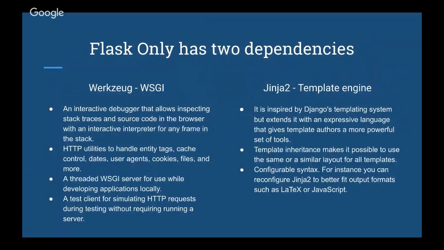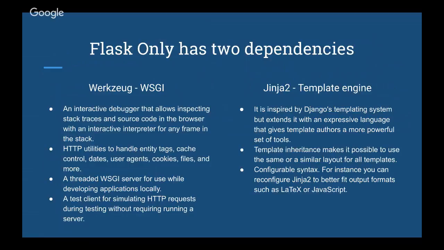So Flask only has two dependencies. The one on the left, Werkzeug, is a German word, but it's basically just a WSGI, a web server gateway interface, and it provides some necessary things to be able to have a web application, which would include some debugging tools, HTTP protocols, a threaded server, test client, things like that to make it accessible to Apache.